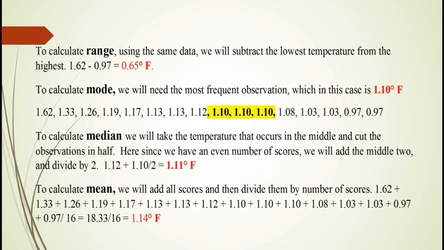To calculate mean, we will add all scores and then divide them by the number of scores. 18.33 divided by 16 equals 1.14 degrees Fahrenheit. These various representations of the same statistical information will help create different emotional, logical, and ethical appeals.